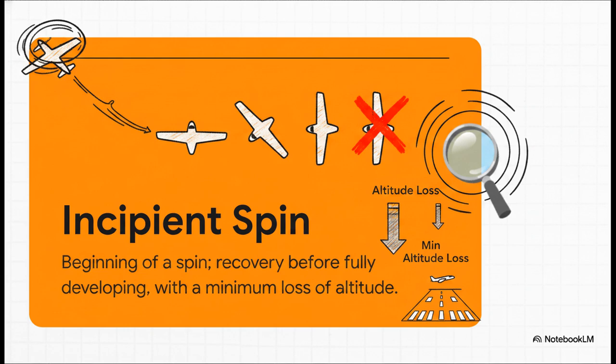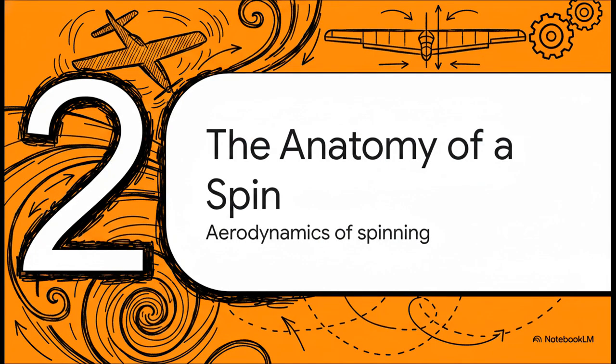By the book, a successful incipient recovery has to happen before your wings pass a 90-degree bank angle. The goal here? Get the plane back flying safe with the absolute minimum loss of altitude. Okay, moving on to part two, the anatomy of a spin. Let's dig into the aerodynamics of what's actually happening.